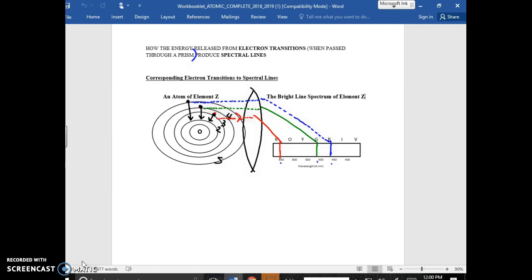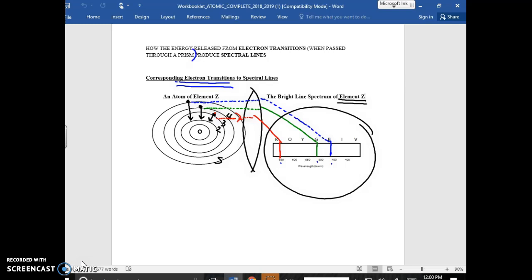So each of these is called a spectral line, and what we say is that if this is all of the possible transitions that electrons make for this element, then we would consider this to be what we call the bright line spectra for this element. In other words, you can use this bright line spectrum to identify the element.